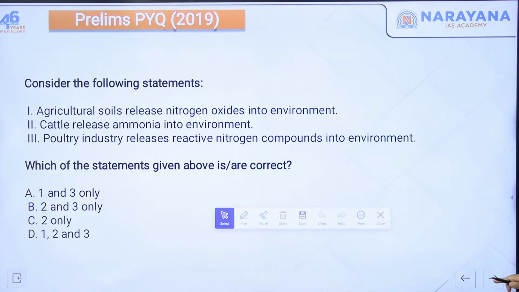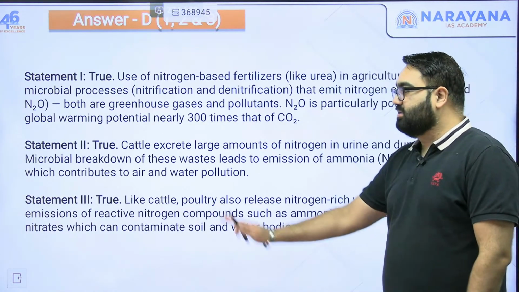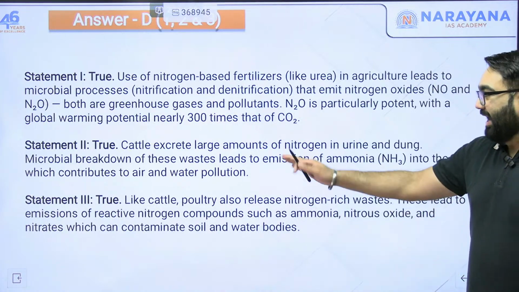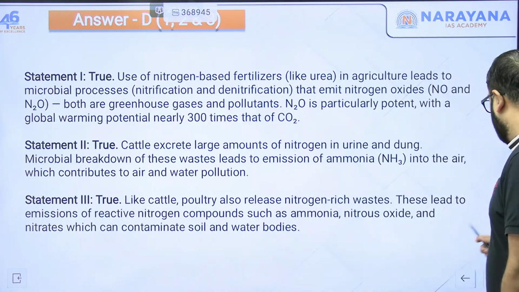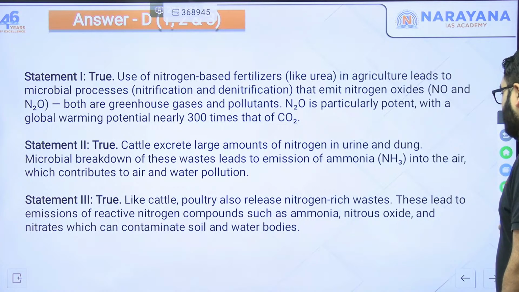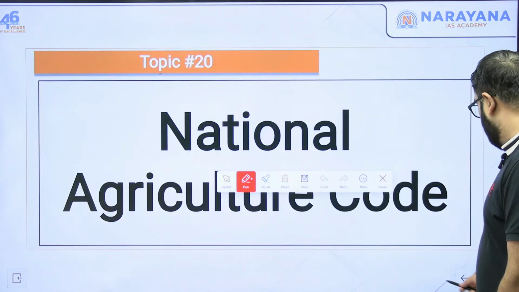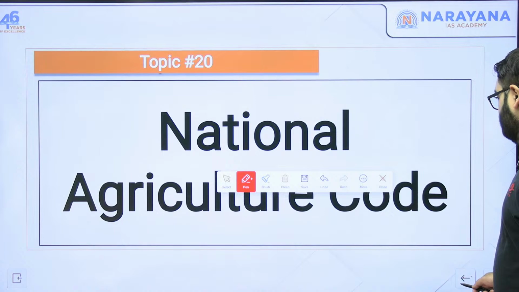If you want a proper explanation, this is how it usually works. As I said, cattle excrete a large amount of nitrogen in the urine and in dung. So whatever they excrete, it has nitrogen because, I'm sorry, let me go back.